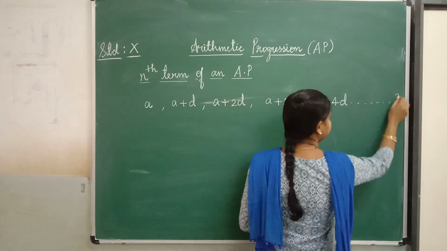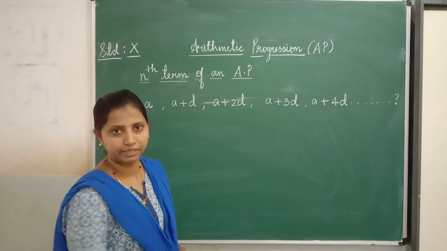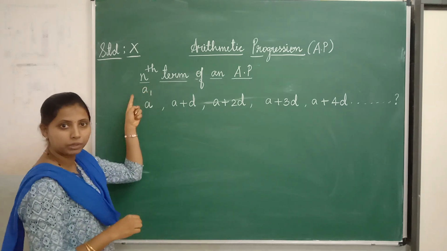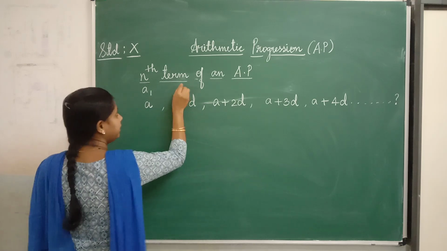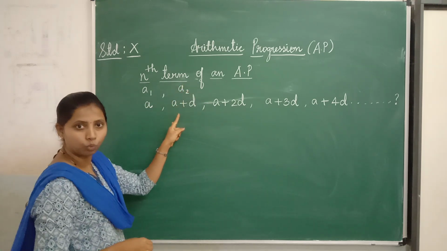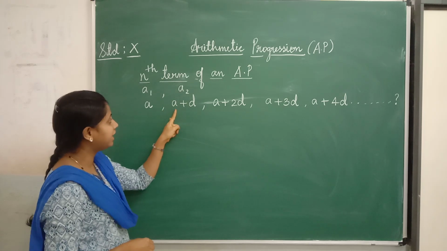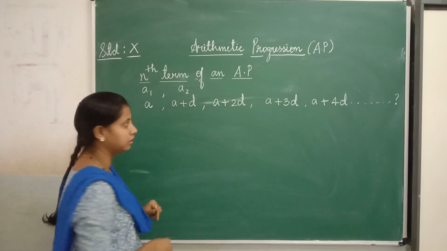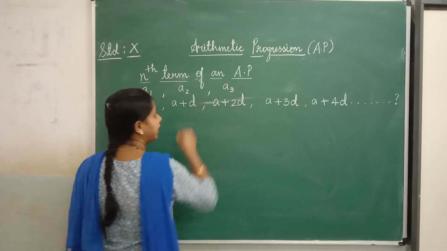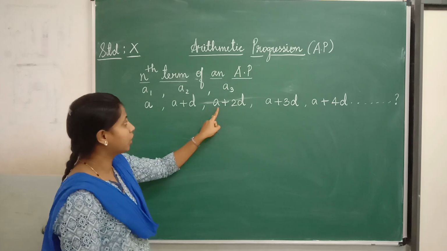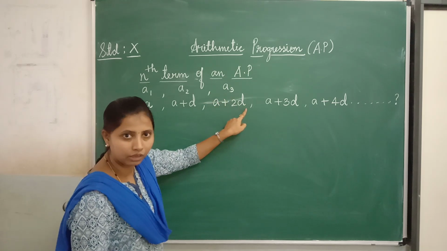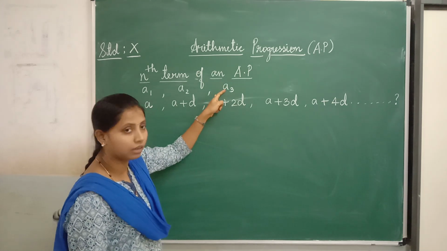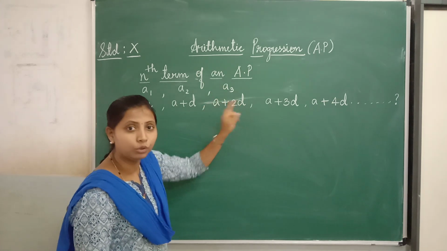Now this nth term we have to find. The first term we can write as A1. The first term in an AP is A. The second term is A2. How can you find A2? By adding the constant difference to the preceding term, you can get the second term. Then the third term, A3. How can you find A3? You can find A3 by A plus 2D. When A, the first term, is given and the difference is given, you can find the third term using A plus 2D.